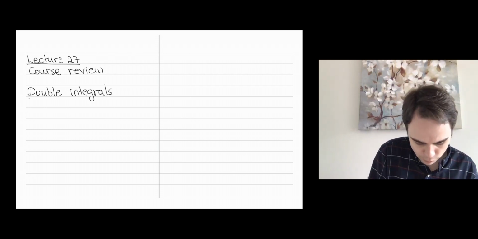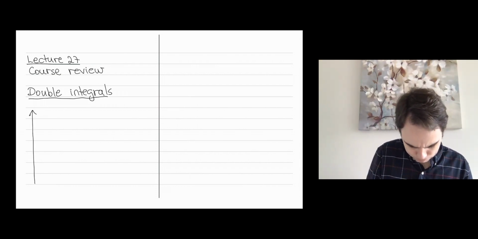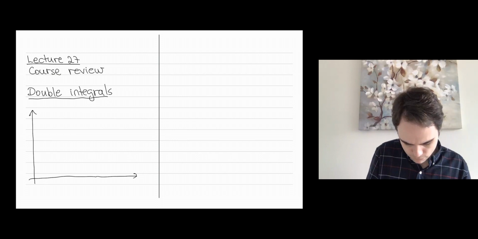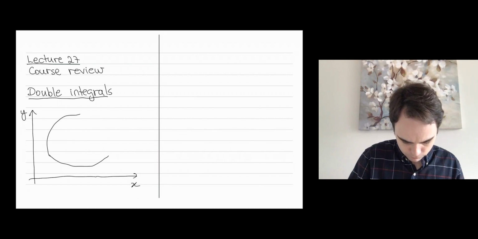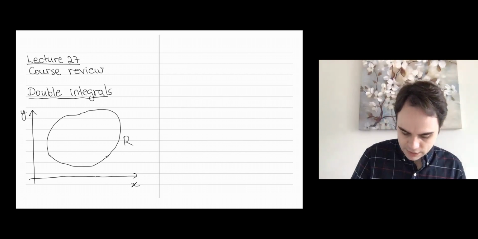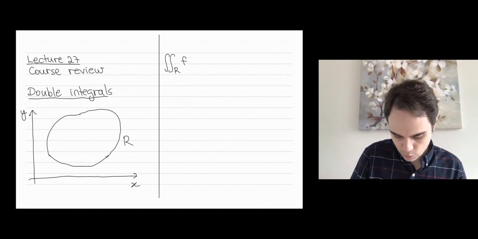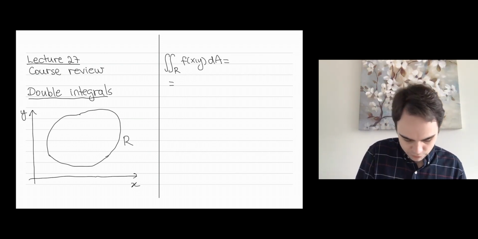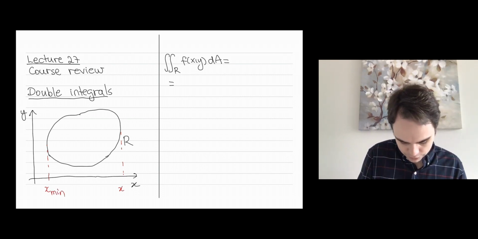Right, when we do a double integral, we have two ingredients. One of the ingredients is a region of the xy plane. So here's a sample region, R, and then when we set it up, the double integral of a function of x and y over R, the way we set it up is we find the minimum value and the maximum value of x and of y in the whole picture.